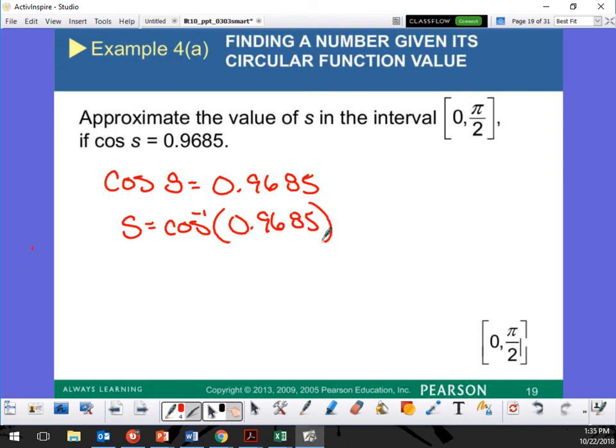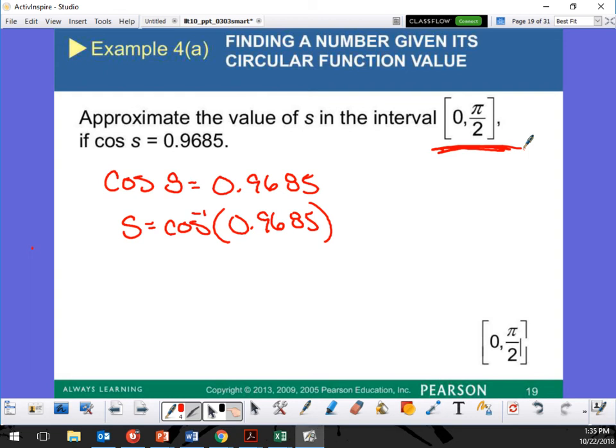So when I'm looking for the angle, like this, what is this right here? It says it's in the interval of 0 to pi over 2. What does that mean? It's in quadrant 1. That's what it's telling me. So all this is going to be in quadrant 1, right? So go ahead and do this right here and see what we get.